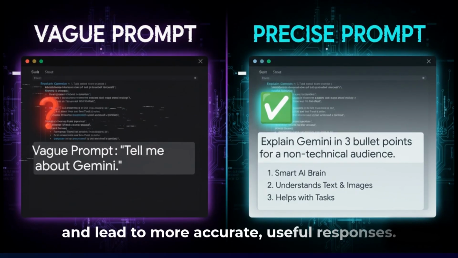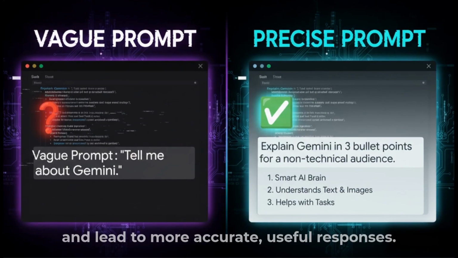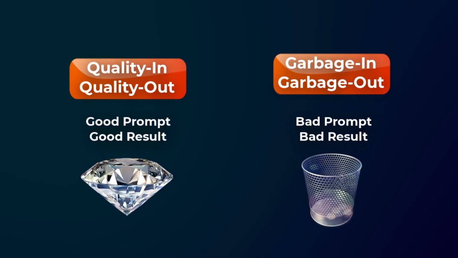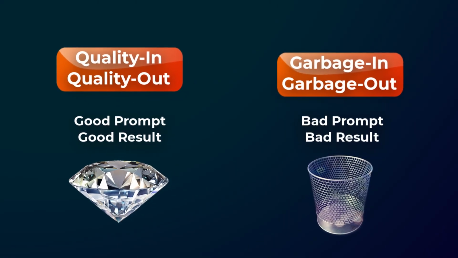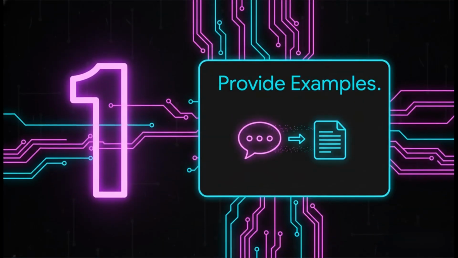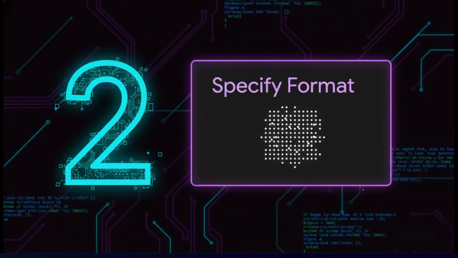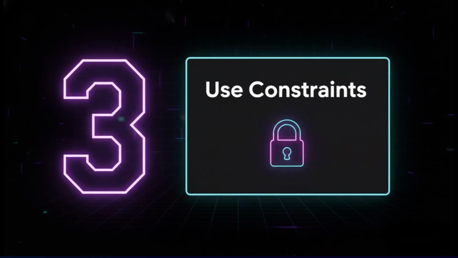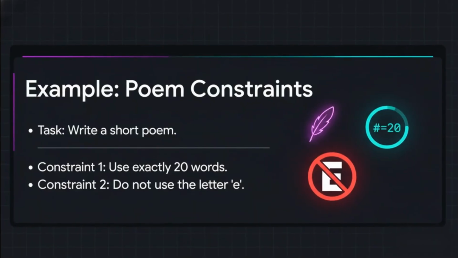accurate, useful responses. So, this simply means quality in, quality out, or garbage in, garbage out, in relation to the kind of prompt you feed the model. This section will cover techniques like providing examples, specifying the desired format, and using constraints to steer the model's output.